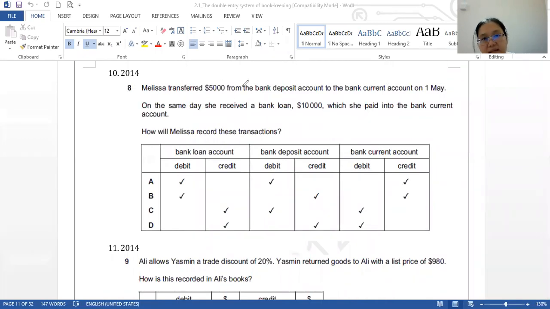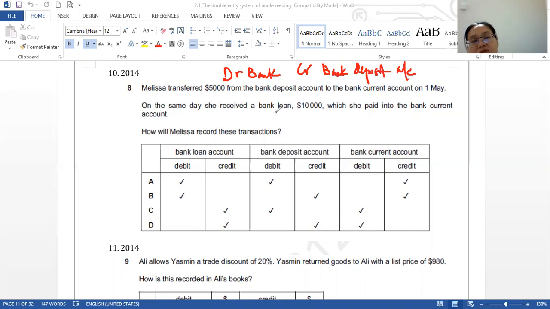Melissa transferred 5,000 from the bank deposit account to the bank current account on 1st May. So your double entry will be debit bank, credit bank deposit account. This bank deposit account is your asset. This one is also your asset.